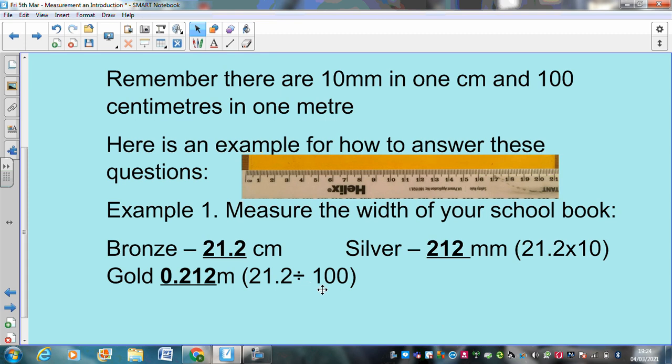And because there are 100 centimeters in a meter, we're going to divide by 100, so we just move the number 2 places to the right. 1, 2, and we'll have 0.212 meters. Okay, I hope that's clear. So bronze, centimetres. Silver, convert it to millimetres by multiplying by 10. Gold, convert the centimetres into a metre by dividing it by 100. You want to think about how many places you move it to the left or move it to the right.